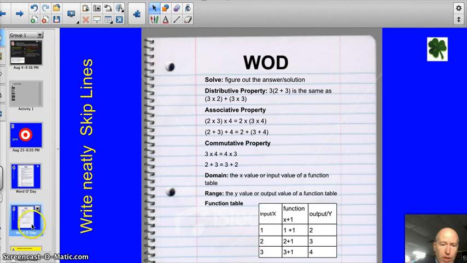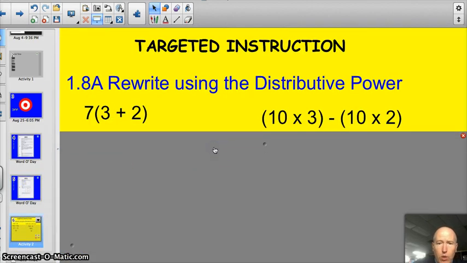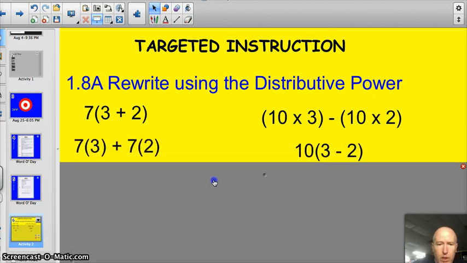All right, let's get going right into the properties. The first property is the distributive property. Go ahead and pause the video and try to rewrite these two expressions using the distributive property. Okay, take a look. Well, I have one set of parentheses up here. I can rewrite this as 7 times 3 plus 7 times 2. I can distribute out that 7 groups of 3 and 7 groups of 2.